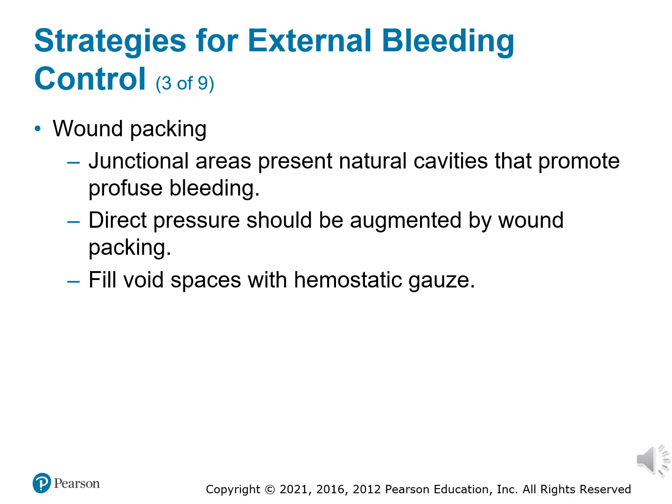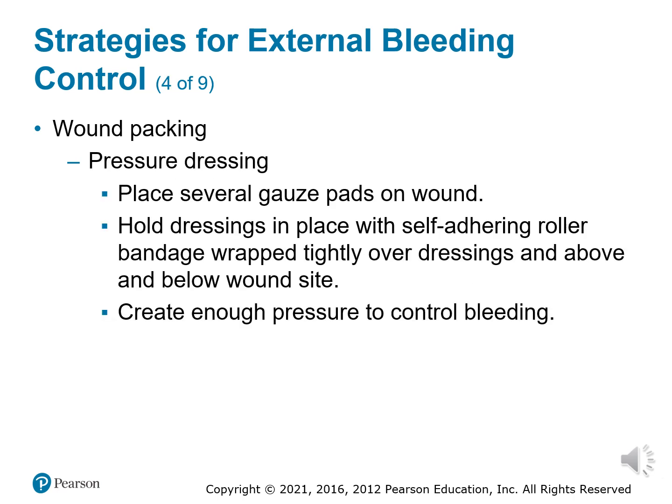Wound packing. Junctional areas present natural cavities that promote profuse bleeding. Direct pressure should be augmented by wound packing and fill void spaces with hemostatic gauze. If you're doing a pressure dressing, you want to place several gauze pads on the wound. Hold the dressings in place with self-adhering roller bandage wrapped tightly over the dressings and above and below the wound site. You want to create enough pressure to control bleeding.